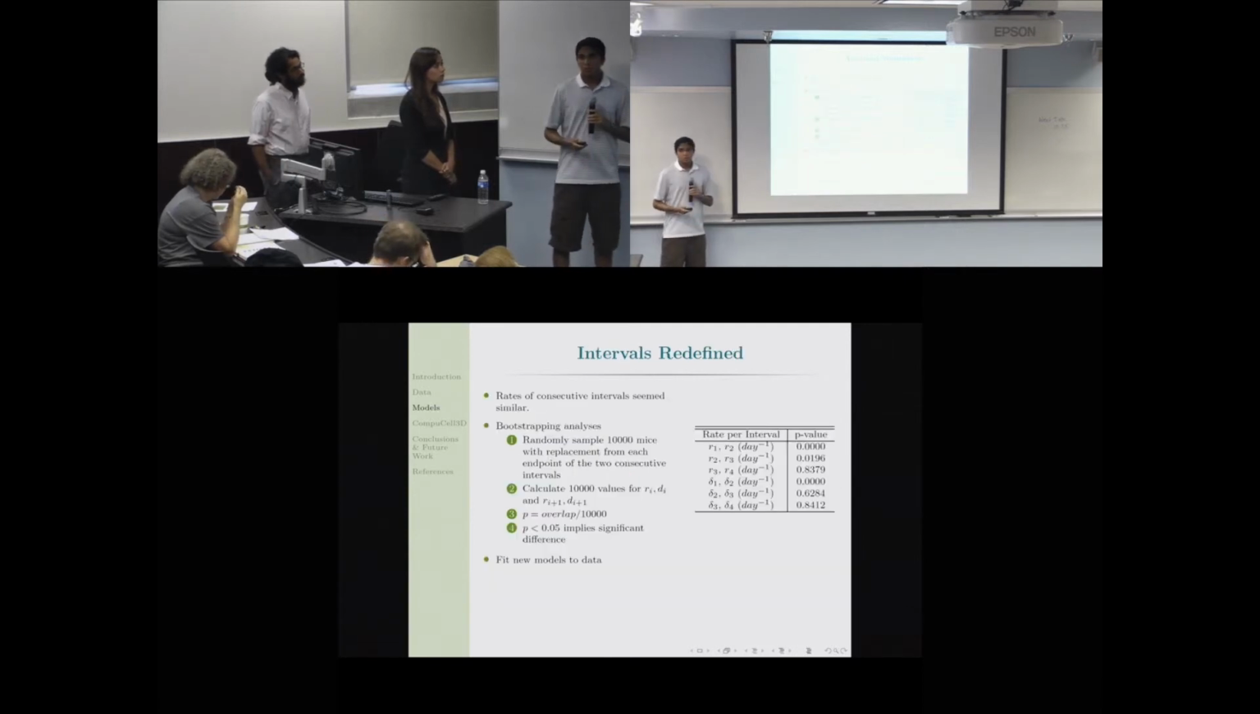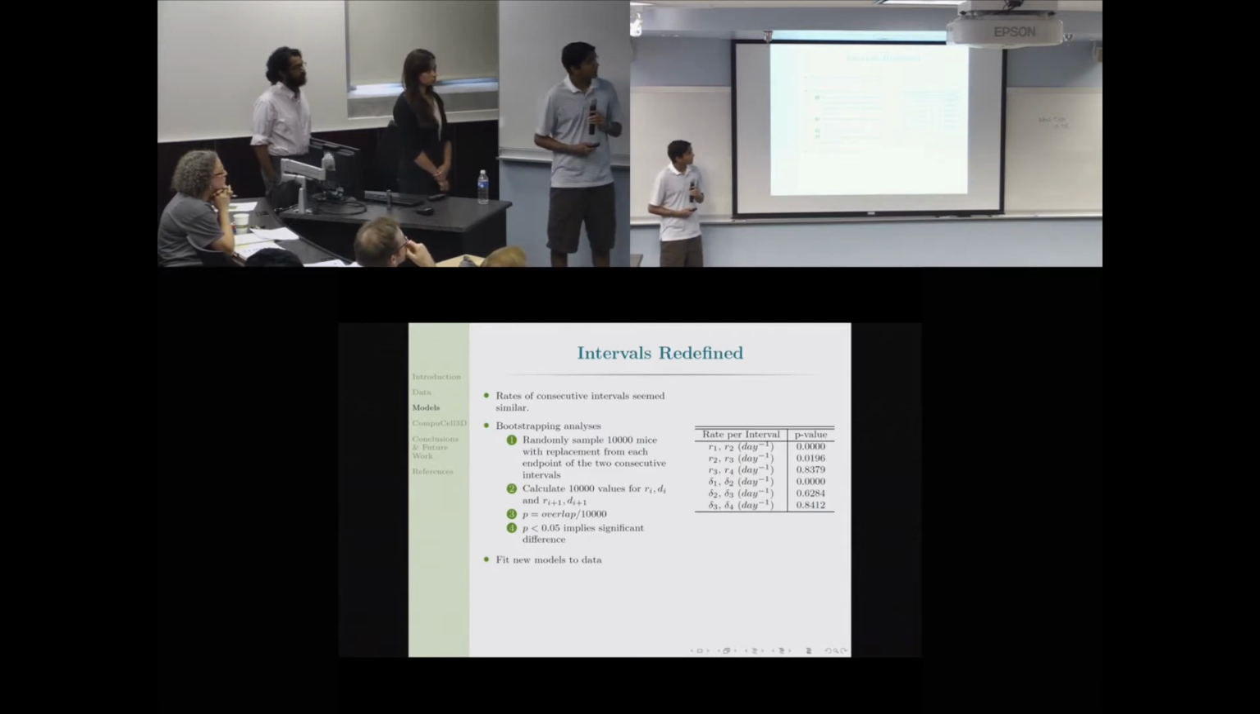When we do the parameter curve fittings, we find that the values for rates of consecutive intervals don't look very different. So this suggests that the rates aren't actually different. So we do a bootstrapping analysis, whose algorithm is defined here, and we calculate p-values for the test that the differences are significant or not significant. A p-value of less than 0.05 implies that there is a significant difference between the parameter rates. And the p-values are listed here.